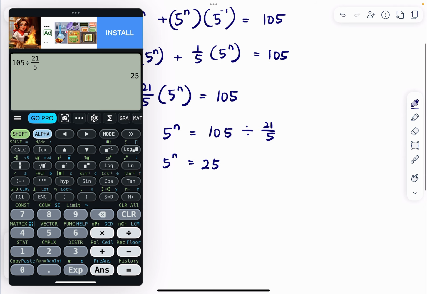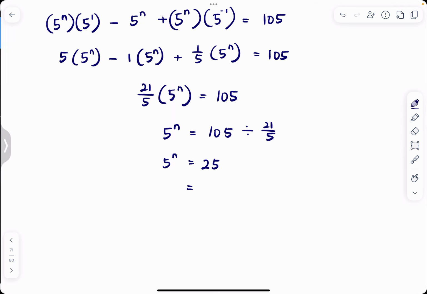So if 5n is 25, 25 is equivalent to 5 squared. So n equals 2. Done.